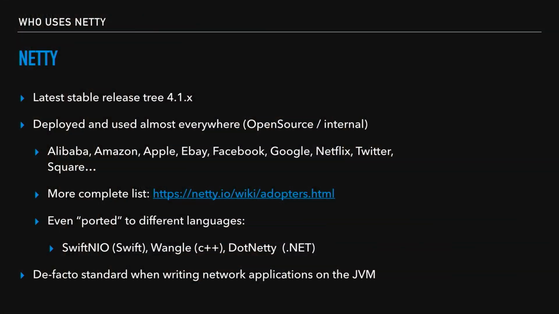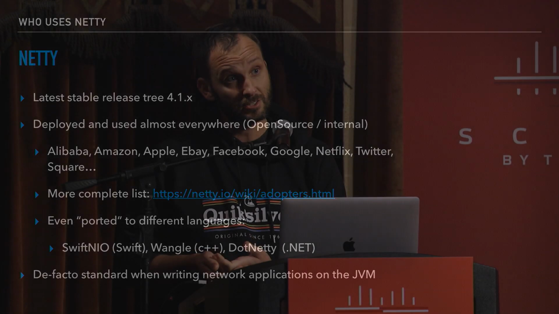If you are really interested and would like to see the names, you can go on the website and check. If your name is not there, just add it as well, because we love to hear that you use it. It's really successful in terms of API. It was even ported to different languages. For example, it's ported to Swift. There's Swift NIO, which is the de facto standard if you write non-blocking network code in Swift these days. It was ported to C++ as Wangle, which is a project of Facebook. If you know Netty and the JVM, but also know C++ and use Wangle, you can just go ahead because it's very, very similar.